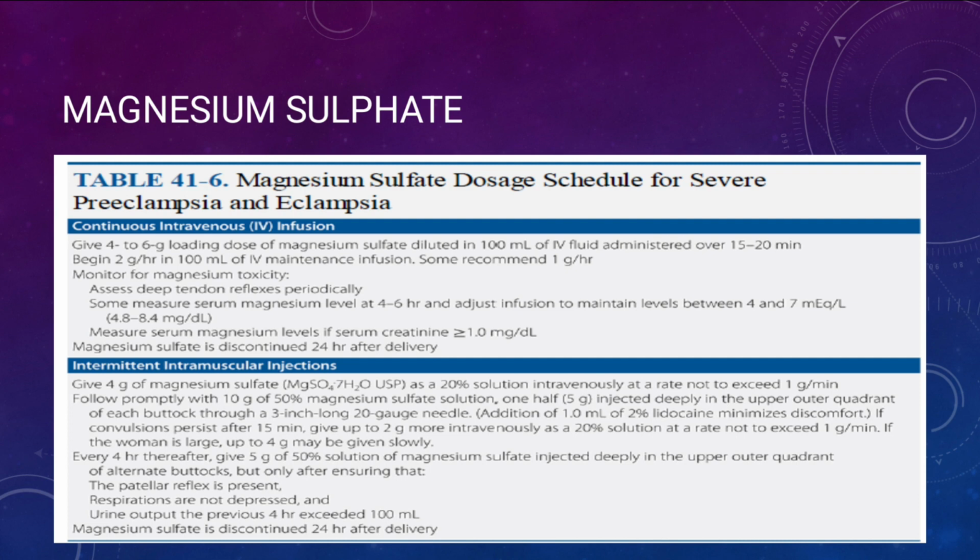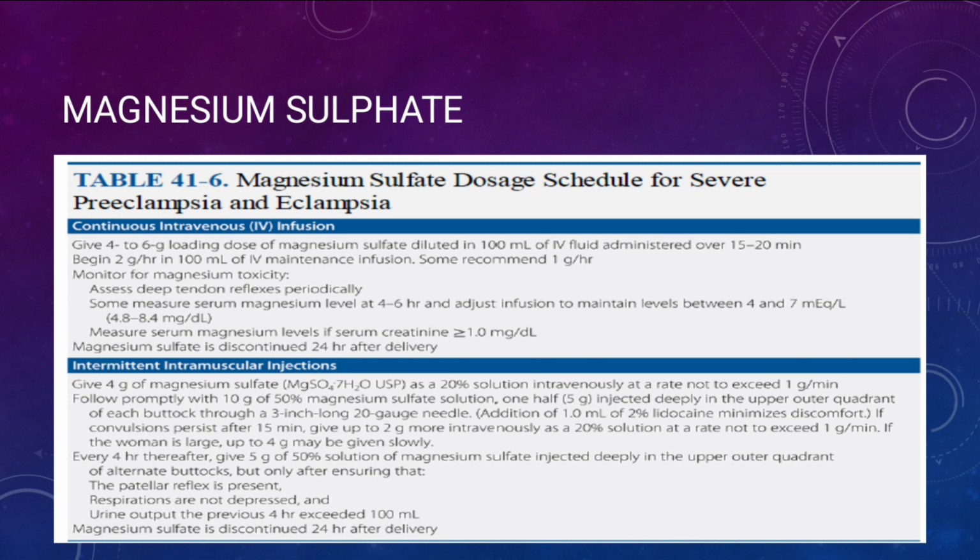Then there are two regimens: one is continuous IV infusion, one is intermittent IM injection. Give 4 grams of 20% solution IV, not exceeding 1 gram per minute. Follow within 10 minutes with 10 grams IM, 5 grams in each buttock. If convulsions persist after 15 minutes, give up to 2 grams IV as a 20% solution at not more than 1 gram per minute. If the woman is large, give 4 grams IV slowly.